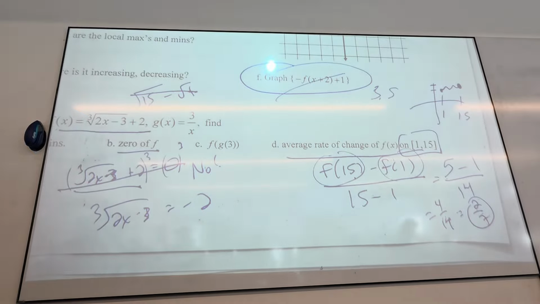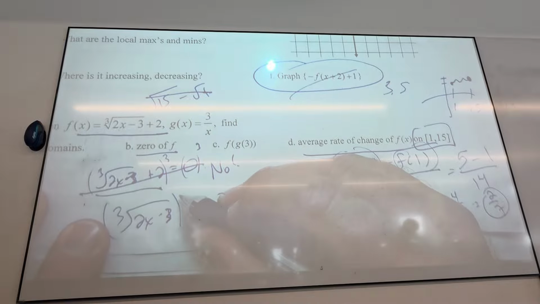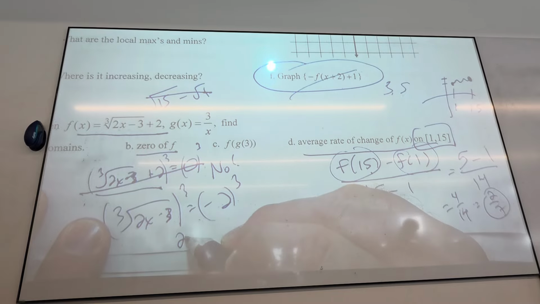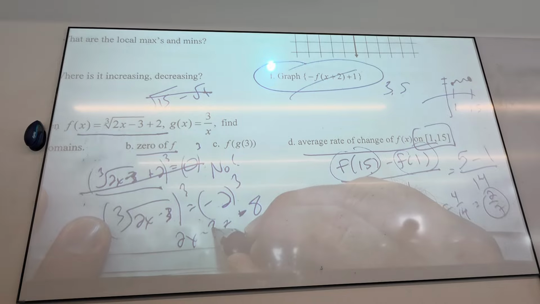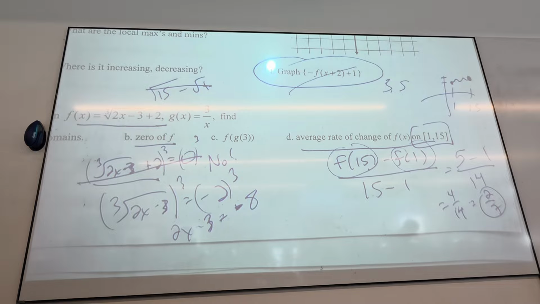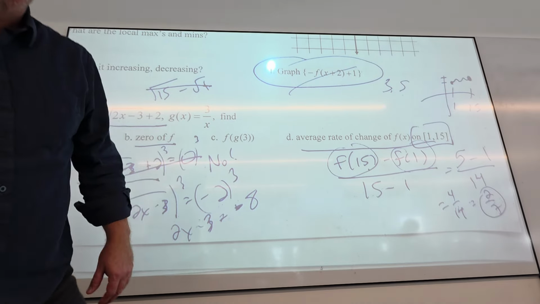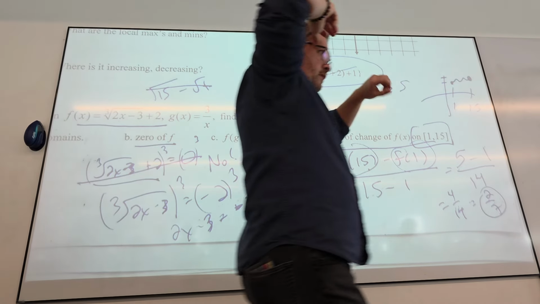Yeah, if you cube, you get 2x minus 3 equals negative 8, and then you have to add 3, yes? So you should get negative 5, yeah. Did I get negative 5? I did. Go, Jeff. I got negative 5 with you.